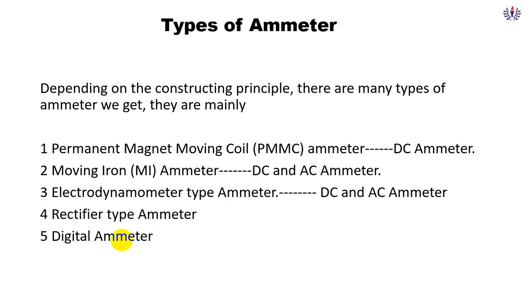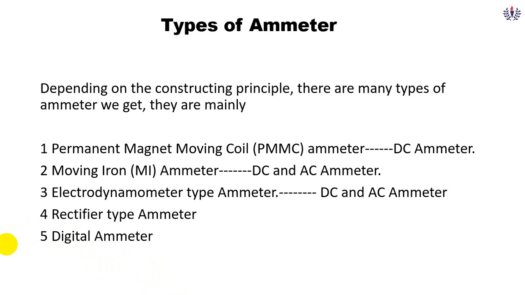Okay, what is the classification of the ammeter? Depending upon the construction and working principle, ammeters can be classified into the following 5 types. One is the PMMC ammeter, that is a DC ammeter. Next one is the moving iron ammeter, which can be used for AC and DC. Further, it can be classified as attraction type and repulsion type. Next one is the electrodynamometer type ammeter, which can be used for measuring both AC and DC.